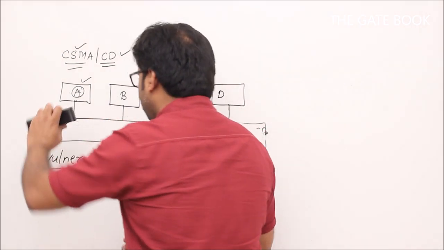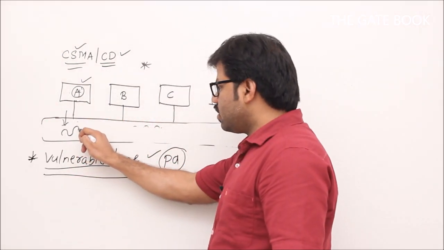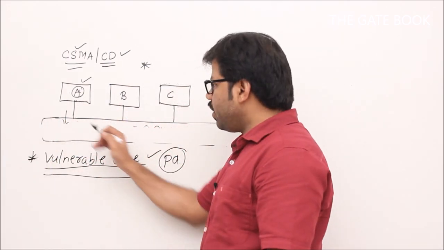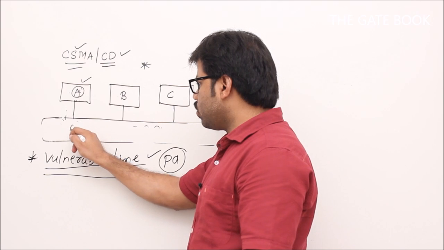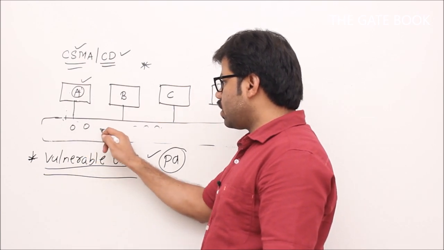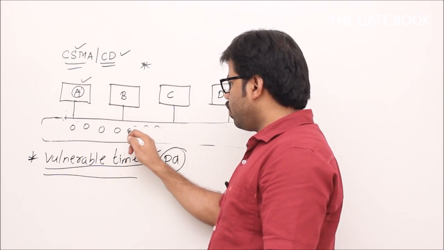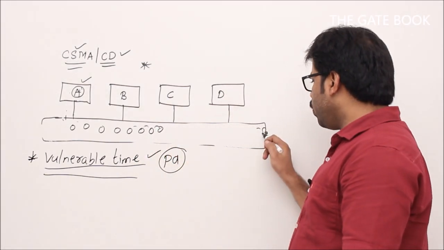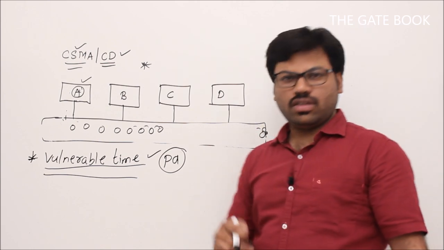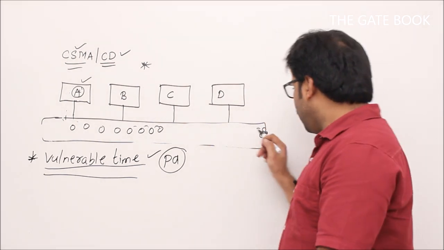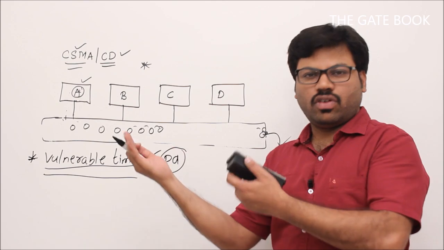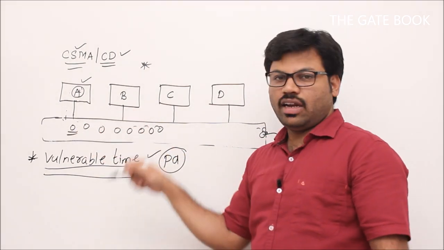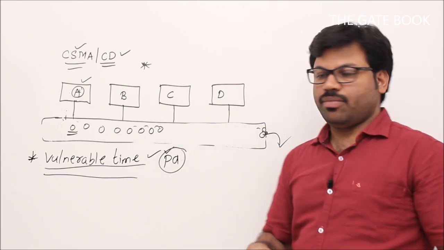Now, for example, A is sending some signal, the first bit. Let's only focus on the first bit; the remaining bits come after that. Let's say the first bit is 0, and it is going like this. Now, when this 0 hits the end of the medium, that is important. Once it hits, it will go off. That means this 0 is going to stay in the channel for the propagation delay of time.